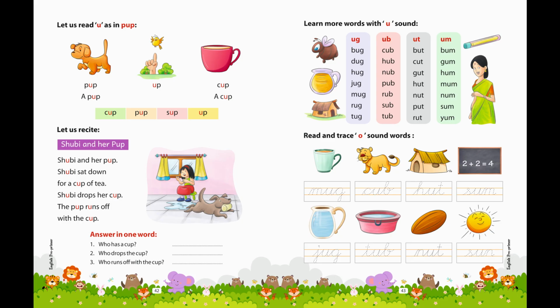Now let's answer in one word. Who has a cup? Shubi. Who drops the cup? Shubi. Who runs off with the cup? The puppy. Excellent.